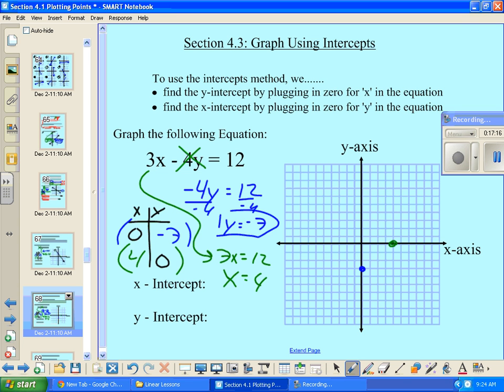Plot that point, 1, 2, 3, 4, up or down 0, so there's that point. Graph the line. There's the graph of my equation using the intercepts method. Again, a brand new method, but one I think once we get comfortable with, we'll find that it is useful, especially when the equation is in standard form.